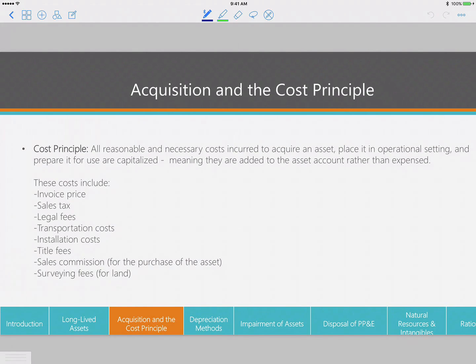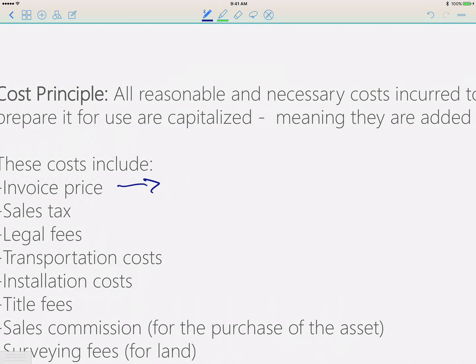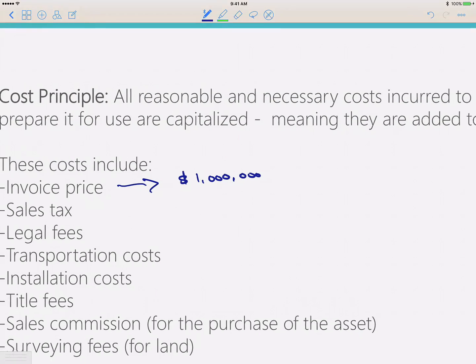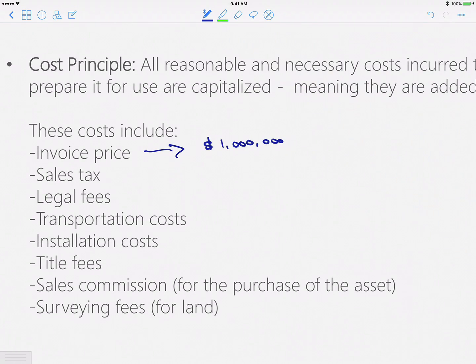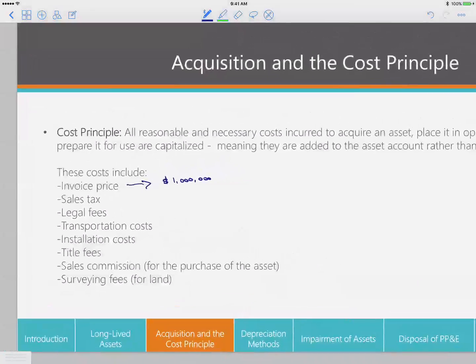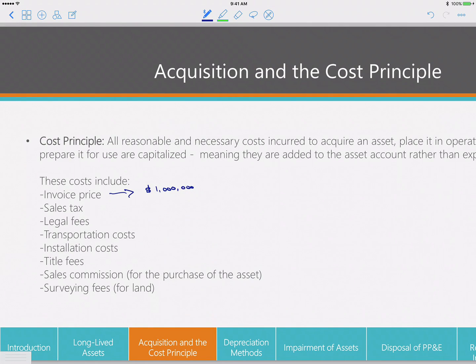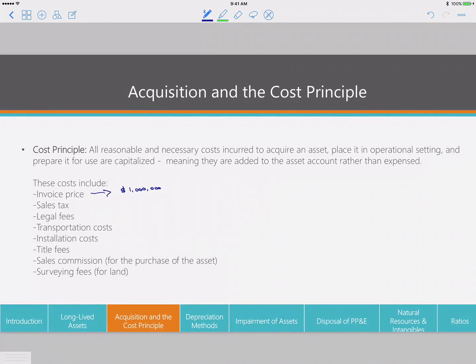So these costs would include the invoice price. So this is how much you would pay for the asset. So the building is $1 million. Maybe there's sales tax on it. There might be legal fees to close the sale, transportation costs, installation costs, title fees, sales commission that you might have to pay to purchase the asset, as well as surveying fees for land. So anything that is required to make the asset prepared for use is going to be capitalized.